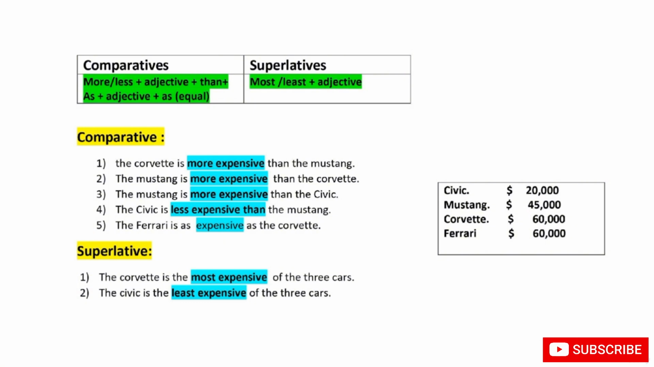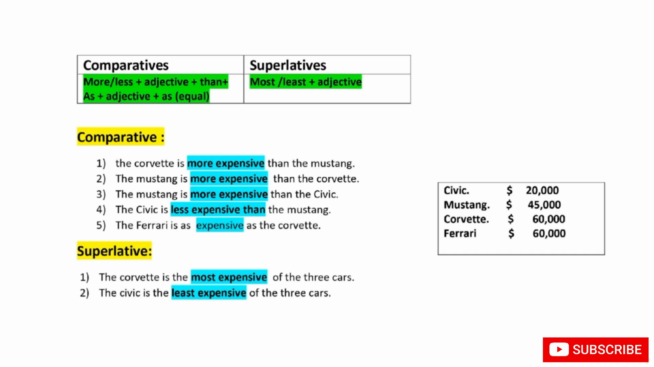Remember, I told you we could also use the form as plus adjective plus as to mean that two nouns are equal in some way. Well, let's say that the Ferrari is also $60,000. That means the price of the Ferrari and the Corvette are the same. So we can say the Ferrari is as expensive as the Corvette.